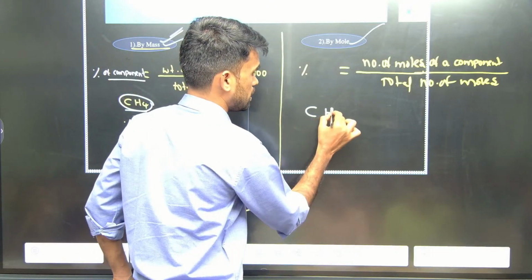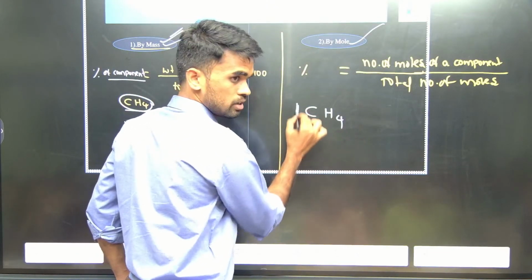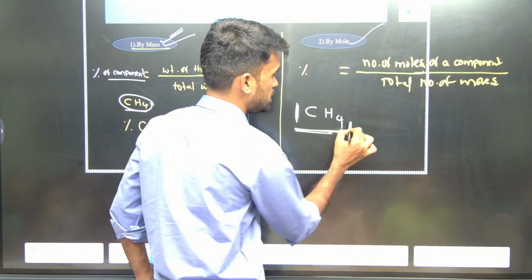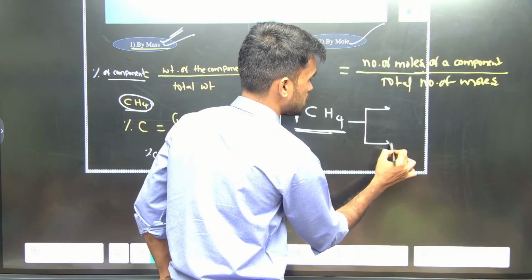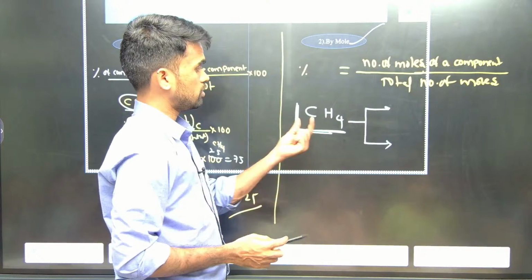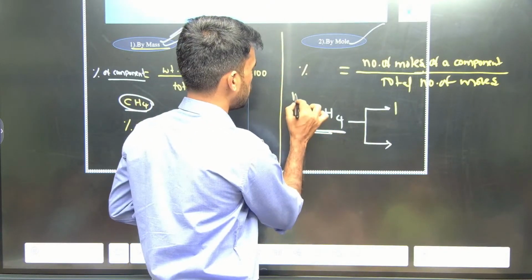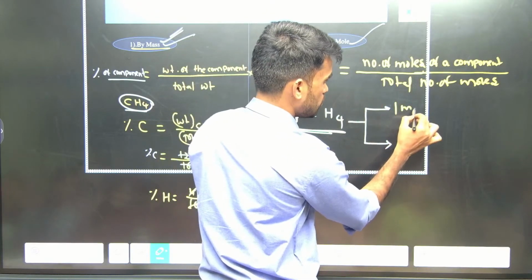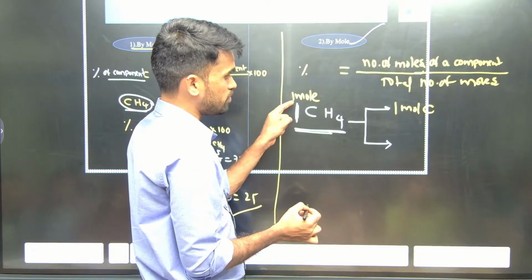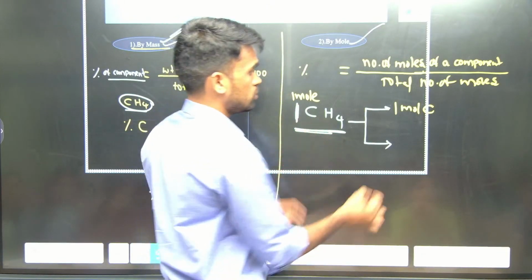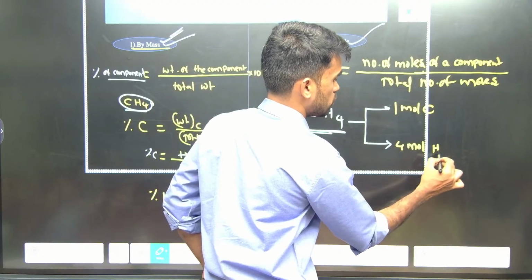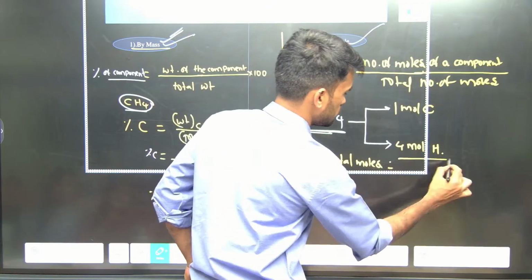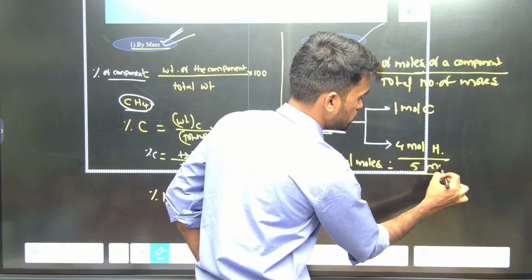Same example I am taking here, methane. This is a previously asked JEE question. In 1 mole of methane, how many moles of carbon are there? 1 mole of carbon. In 1 mole of methane, how many moles of hydrogen are there? 4 moles of hydrogen. Now if I ask the total moles, 1 plus 4, 5 moles. Up to here it is clear now?